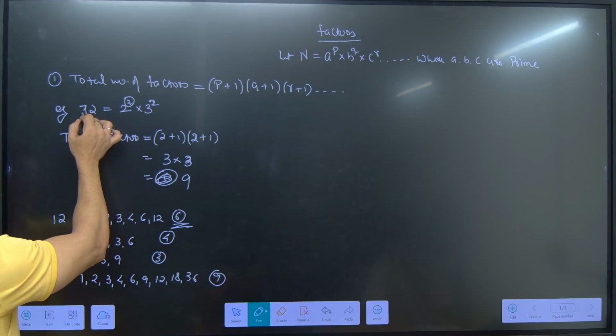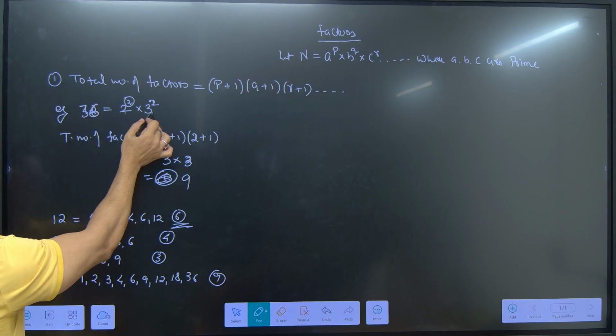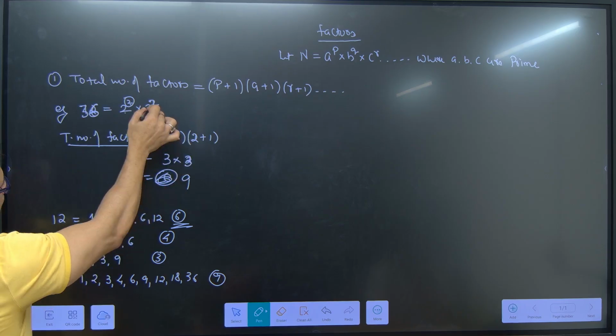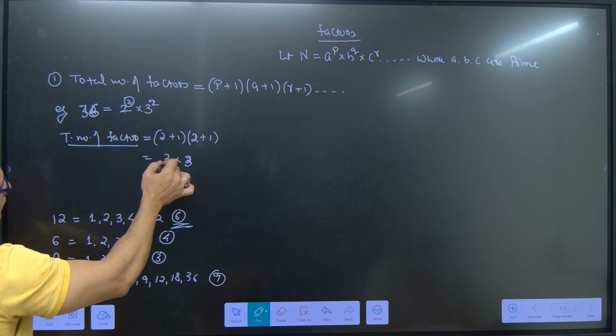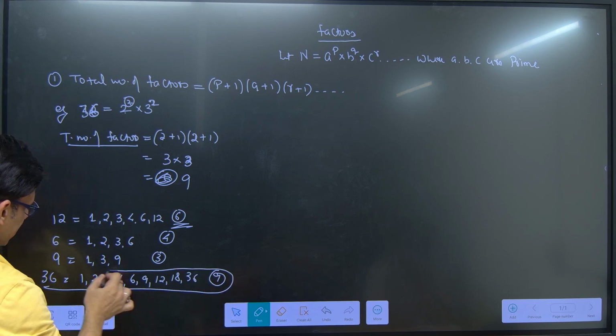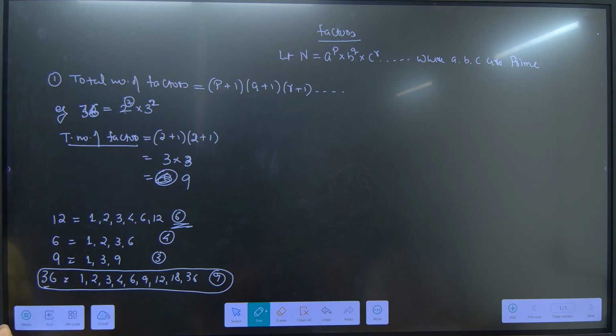Example 36, 2 square into 3 square. So to find the total number of factors, take the power plus 1, power plus 1: 2 plus 1 is 3, 3 into 3 is 9. See, 36 has 9 factors. So you can find the factors of any number as long as you know how to prime factorize it.